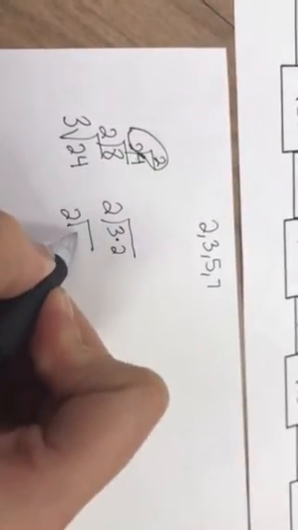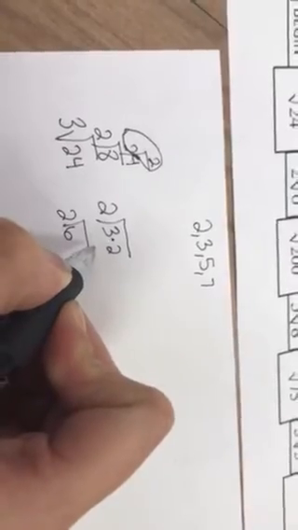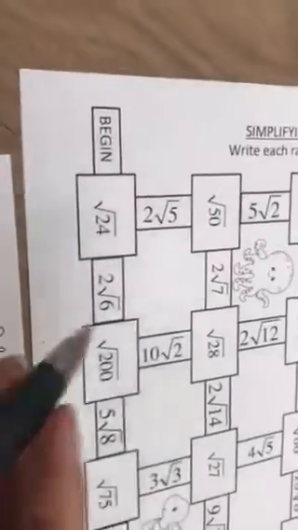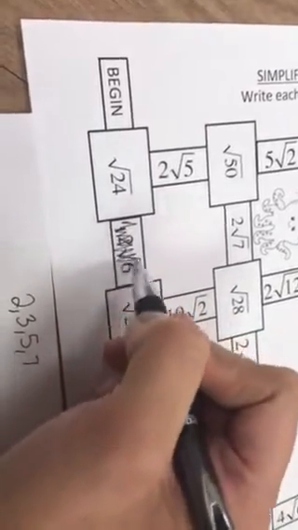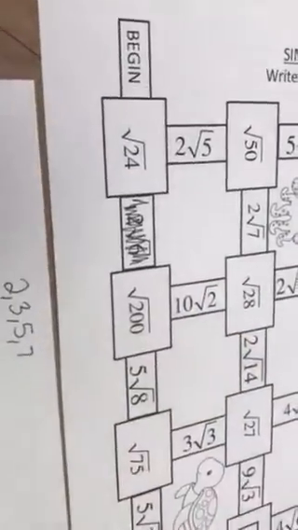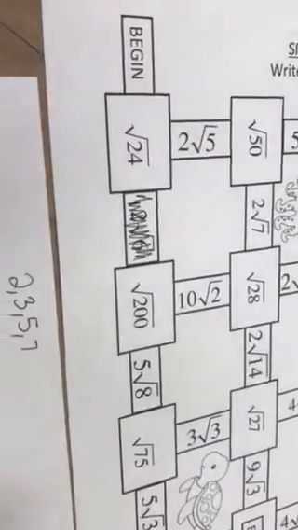And what do we do between those two numbers? We multiply. So my final answer is 2 square root of 6. That's my answer. So on my maze, 2 square root 6, I'm going this direction. So the next problem I need to work is square root of 200. So let's try to work that out.